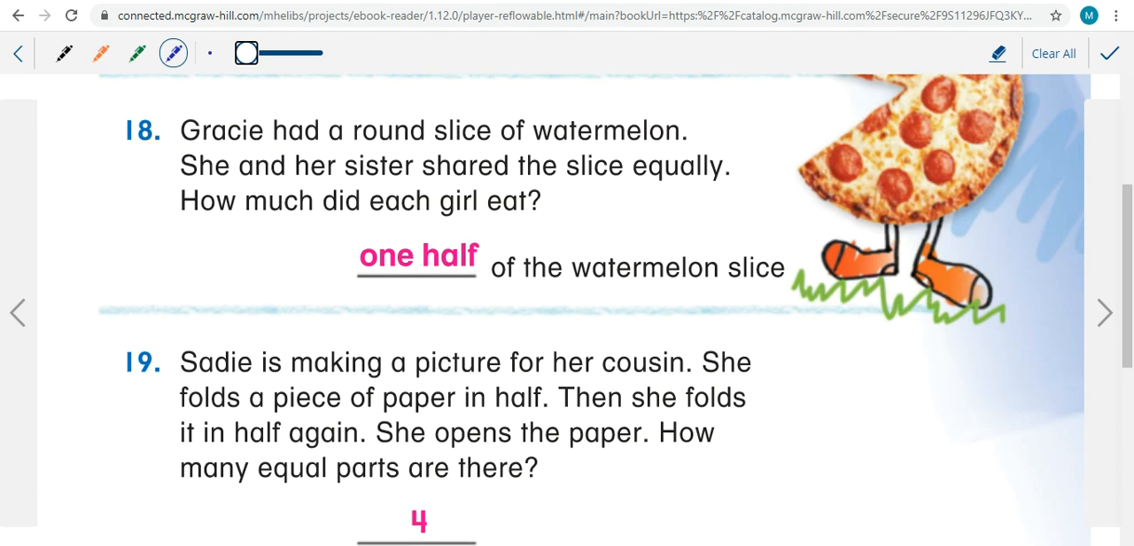Number 18. Gracie had a round slice of watermelon. She and her sister shared the slice equally. So they have the melon and it's only she and her sister. How much did each girl eat? 1/2. Why is it a half? Because the slice of watermelon was divided into 2 parts. And remember that when you have 2 parts, each of the parts is 1/2.